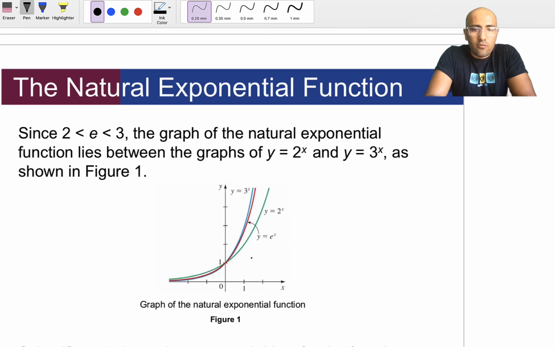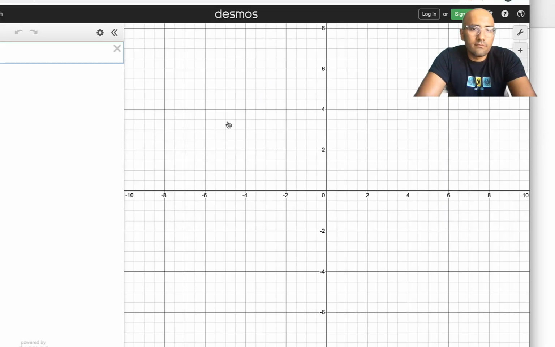Remember that the graph of any exponential function where the base is bigger than 1 is going to have this sort of shape. For x values that are greater than 0, it's going to grow up toward infinity. And for negative x values, it's going to push down toward 0. Let's use Desmos to demonstrate that.